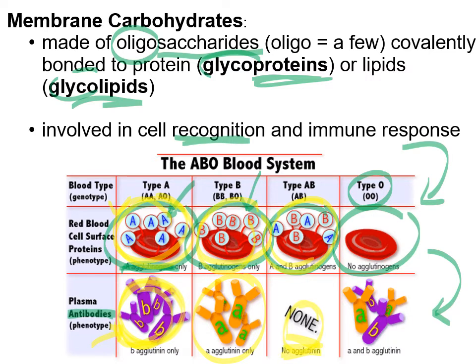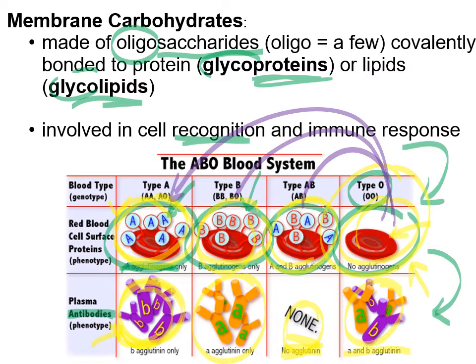And then type O, since it has none of these markers, neither the A nor B markers, it actually has both A and B antibodies in it. So they can only receive type O blood. But their blood itself doesn't have any markers, so everyone can actually get type O blood because it doesn't have any markers on it. So type O blood is known as the universal donor.